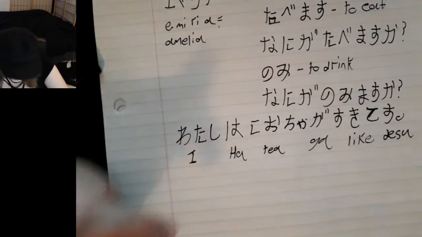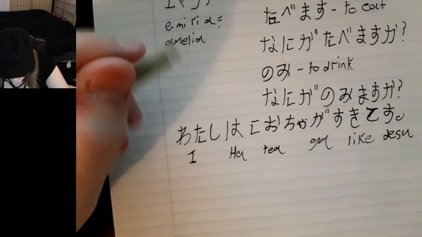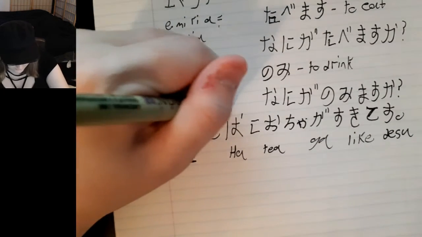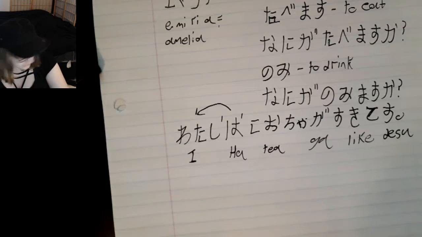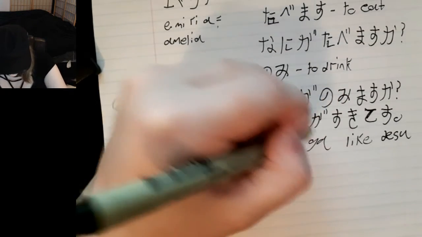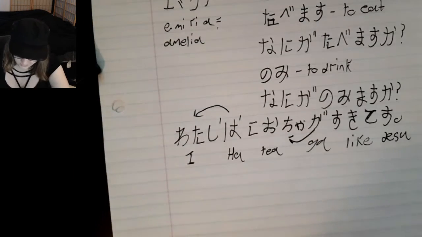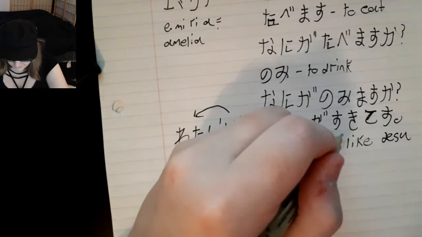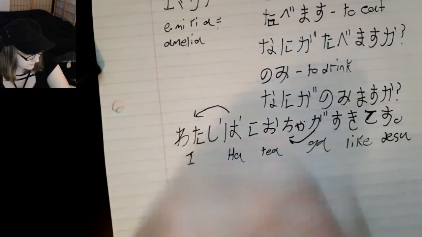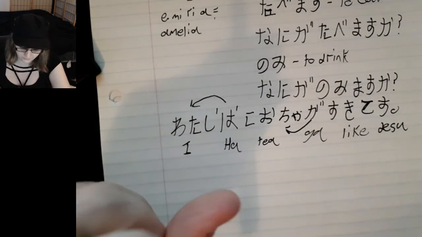Now, in this sentence, the particles you need to know are the particle for subject, so concerning I, and I realize this is recap, but I cannot stress how important it is. Ga would be the topic, which is concerning the tea, and like is the verb of the sentence, which always comes last. In this circumstance, there is a little bit of rarity.